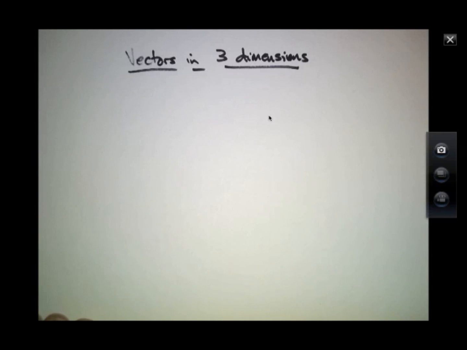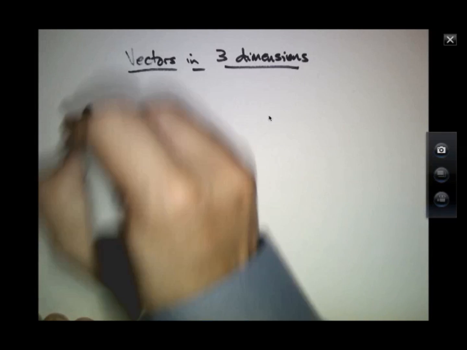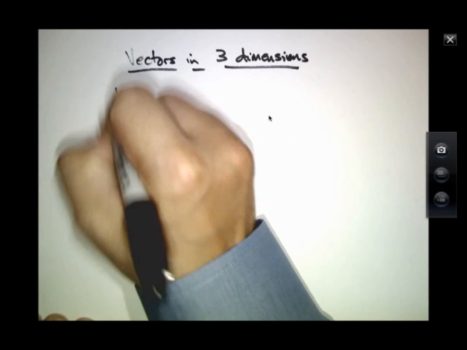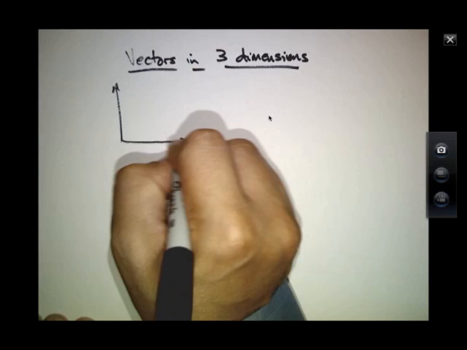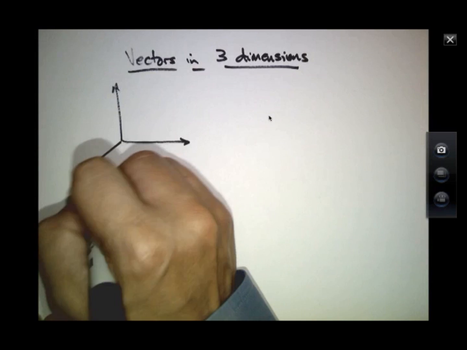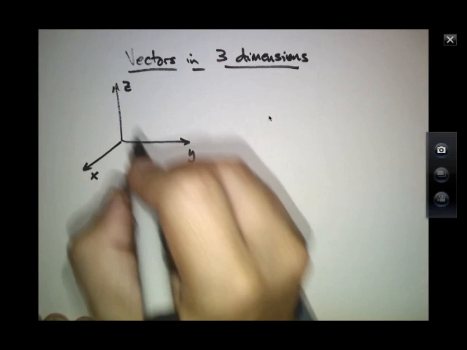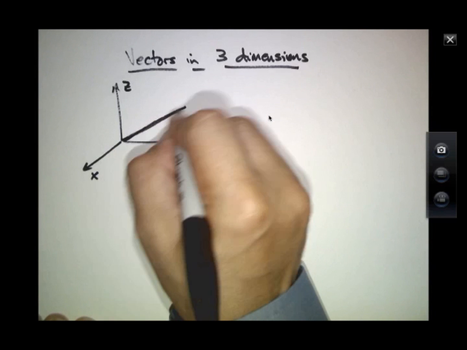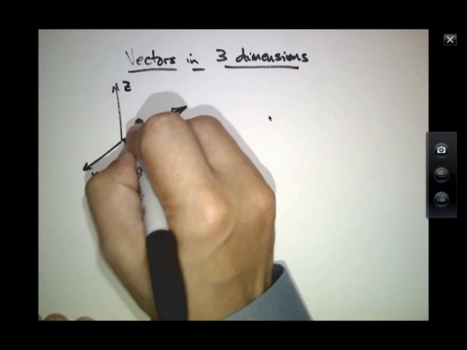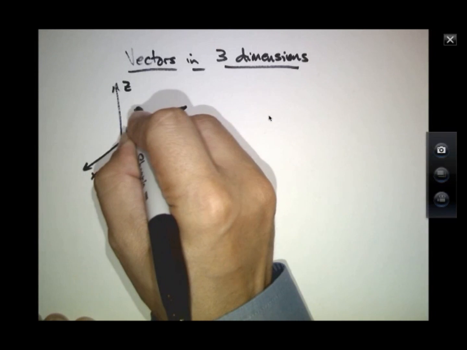In 3 dimensions, we need to specify more components for a vector. In a 3-dimensional system, we don't just have an xy plane, rather we have x, y, and z directions. And the vector points out here somewhere in space. But the same idea applies.